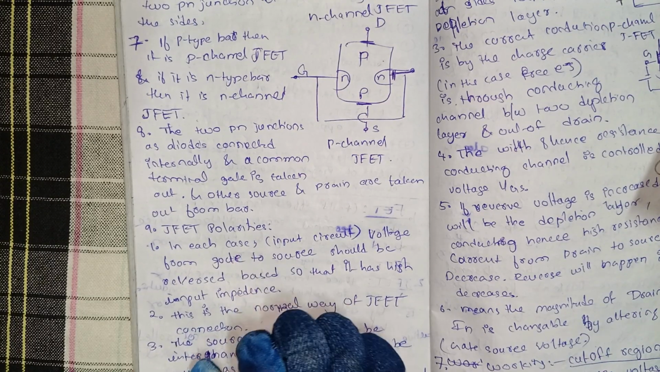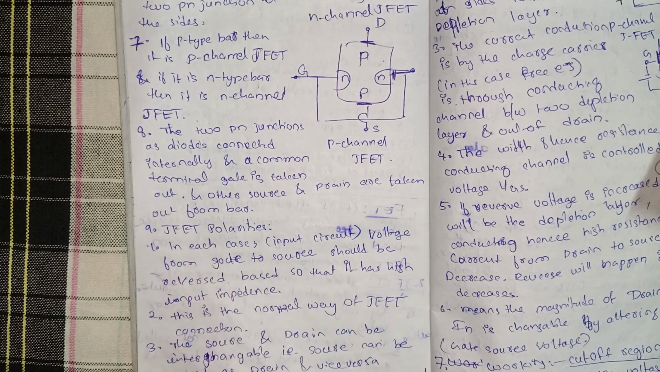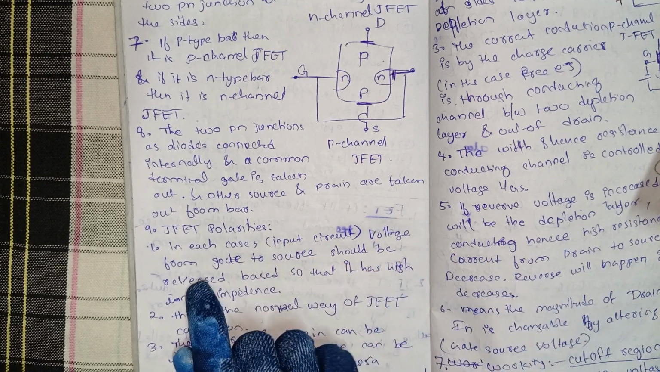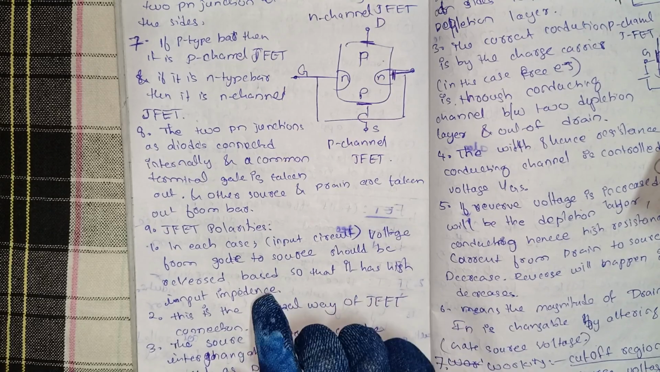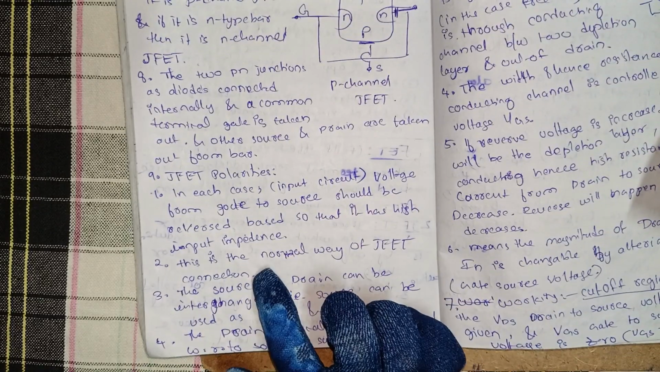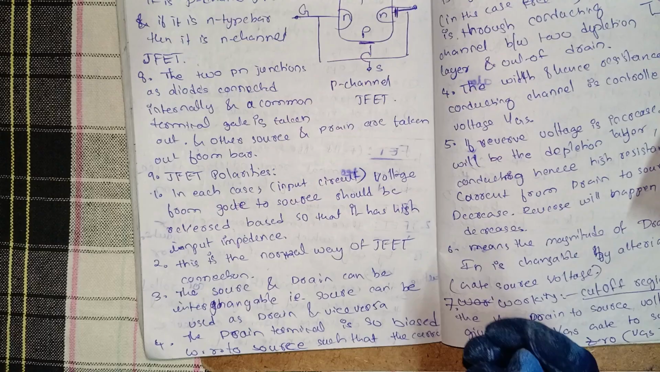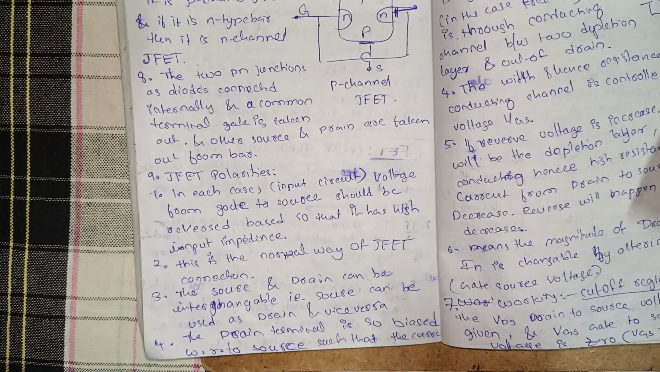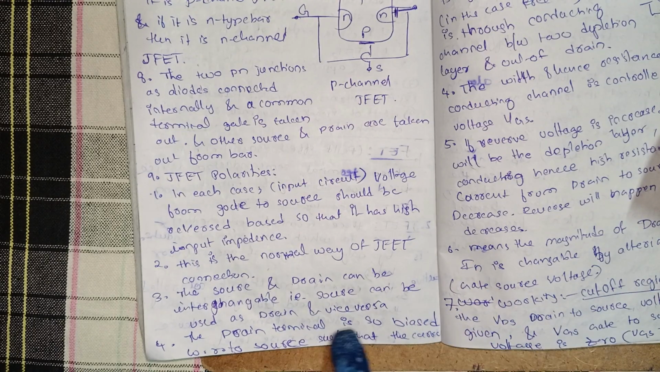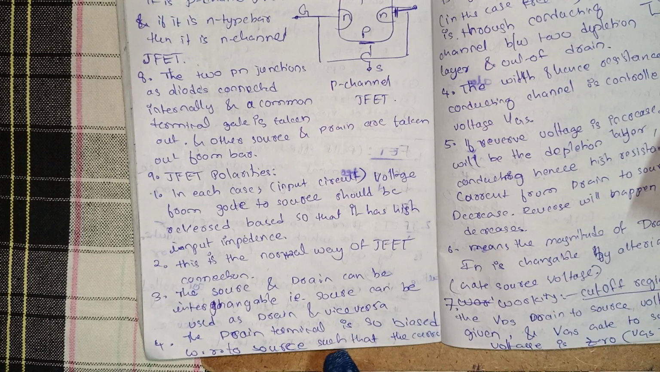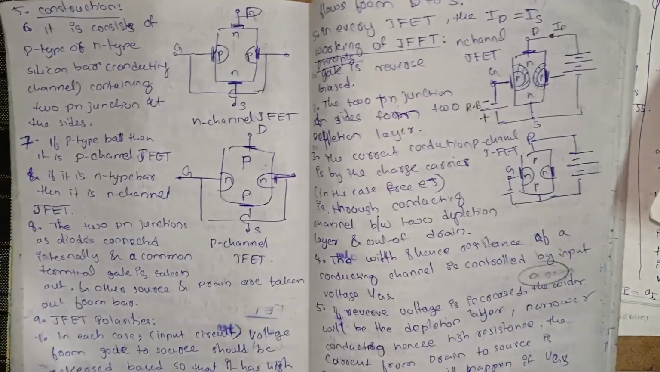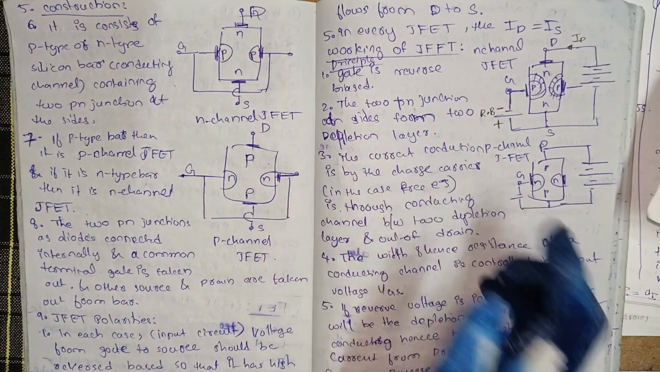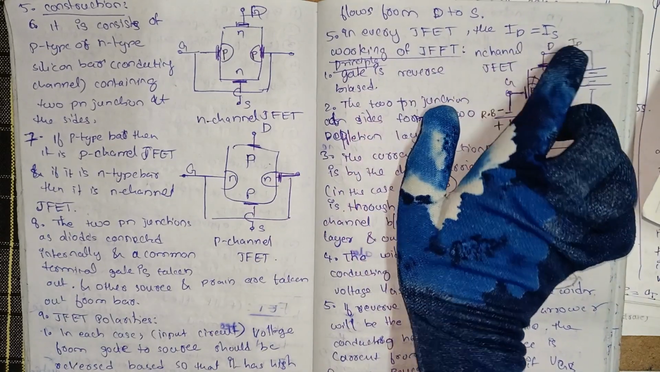Now JFET polarities. The voltage from gate to source should always be reverse biased so that it has high input impedance. This is the normal way of JFET connection. Source and drain can be interchanged, meaning a source can be used as a drain and a drain as a source. The drain terminal is biased with respect to the source such that current flows from drain to source. In every JFET, ID equals IS.